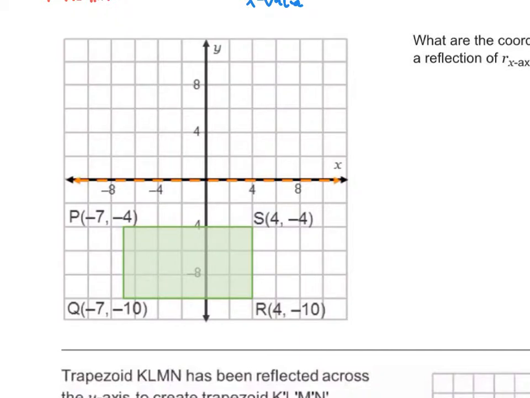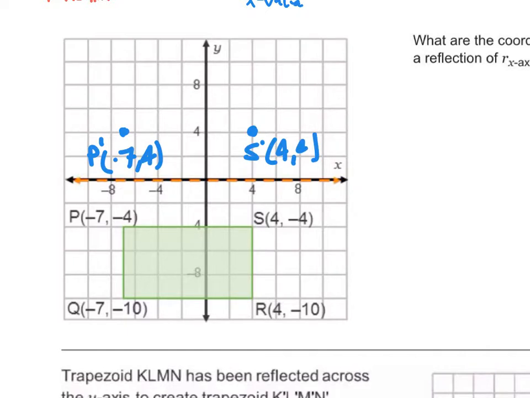Remember, we keep the x value the same, but we make the y value opposite. So if I've got the point -7, -4, to find P prime, I take -7, keep that the same, but make 4 opposite. That would be the point -7, 4, and I'm going to plot that right here and call it P prime. I'll do the same thing with S prime: -4 is going to turn into 4, so S prime is 4, 4.